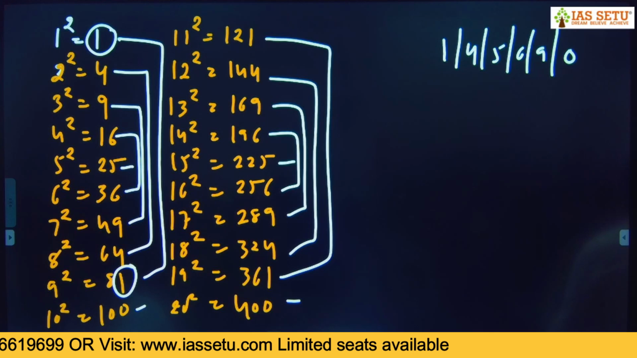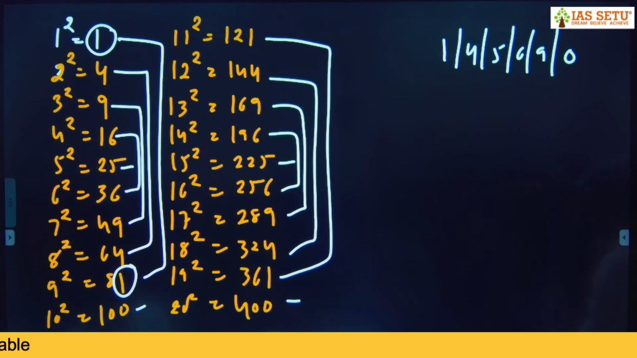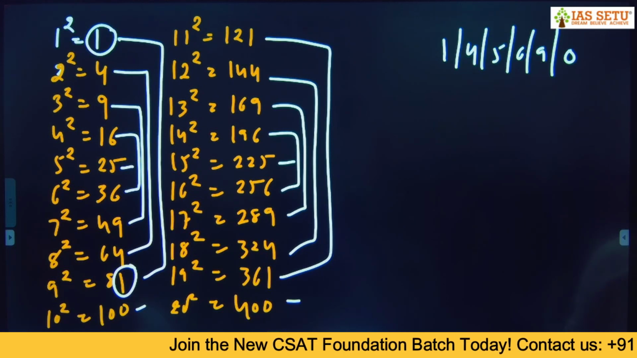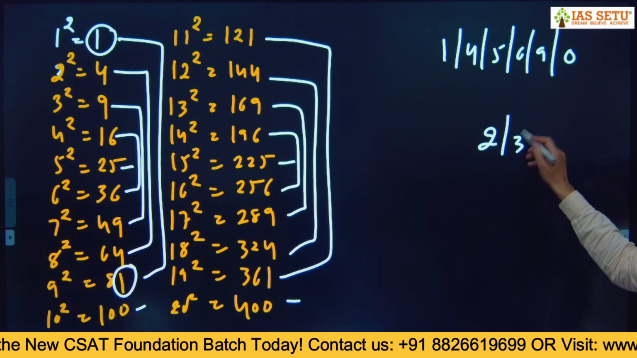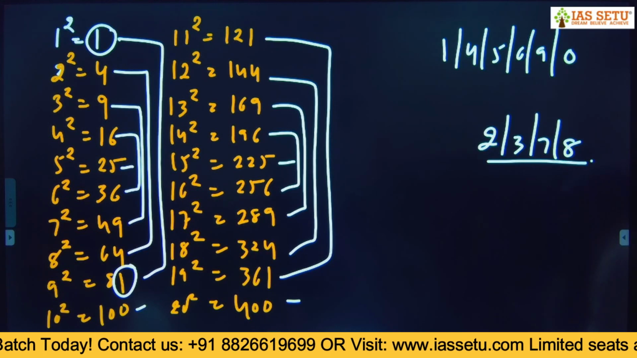It is one of these. Either it is 1 or 4 or 5 or 6 or 9 or 0. In the same observation, you can write full stop. Unit digit of a perfect square number is never 2, 3, 7, 8. It can never be these.